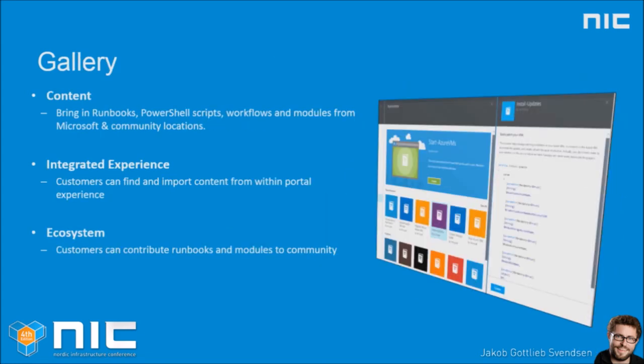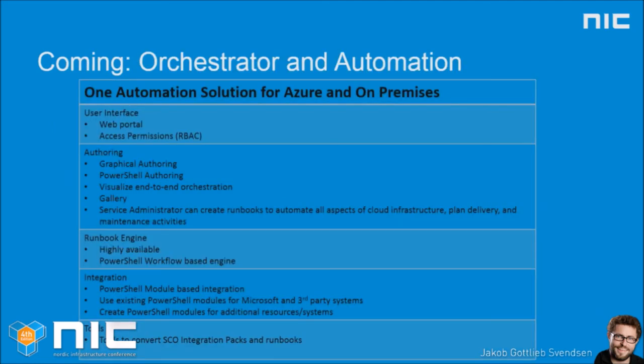There will be a gallery. There is already a gallery in Azure Automation where you can actually find your runbooks. There are some runbooks from Microsoft and some runbooks from the community too, so you will easily be able to see if they are community or Microsoft-provided runbooks. So in the next version, you will only have one solution.